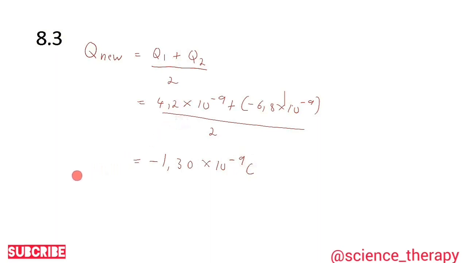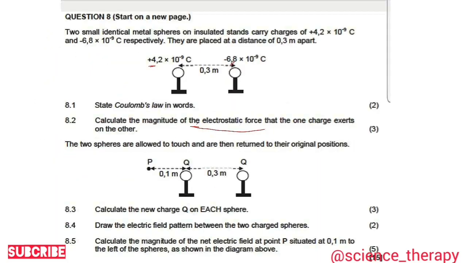Now, what does it mean? It means that this charge here will now have a magnitude of negative 1.30 times 10 to the power of negative 9 coulombs, and also this charge here will have that same new charge, right? So after they come into contact and then separate, they will both now have that.